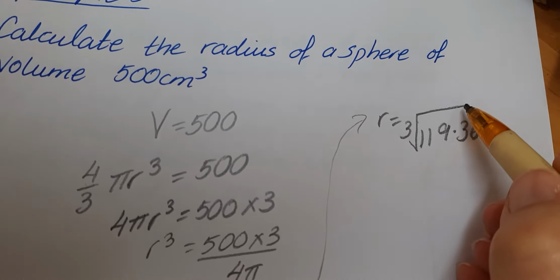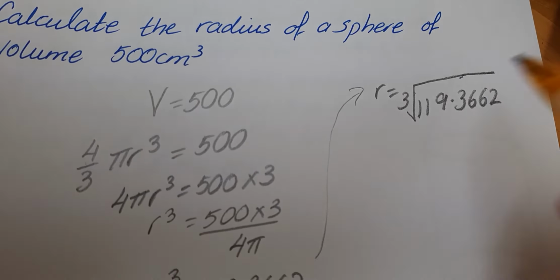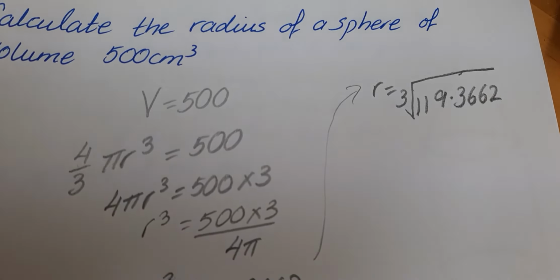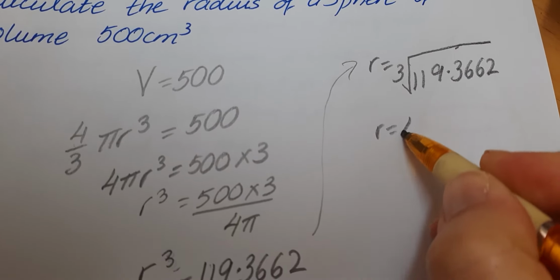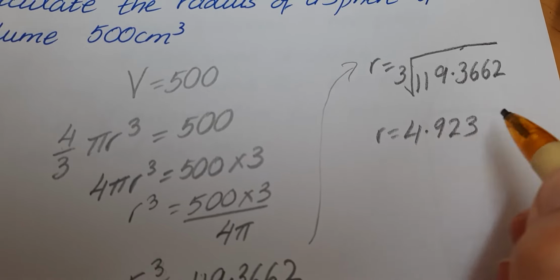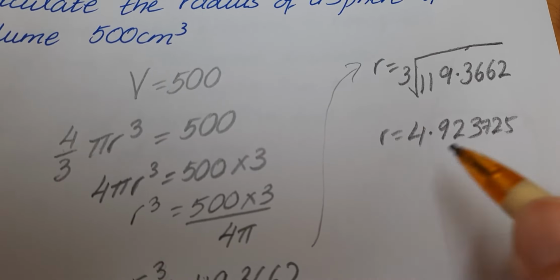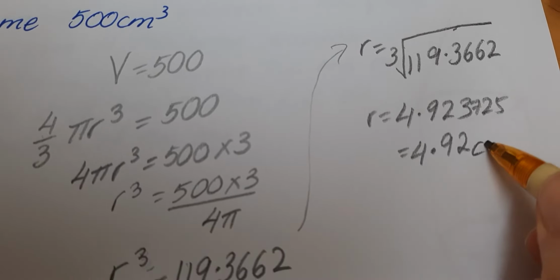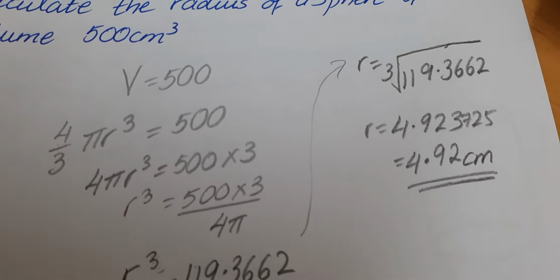So you need to hit that answer button and it will put it in there, so you don't manually put that in your calculator in case you make a mistake. So r equals 4.923725, which is in fact 4.92 to 3 significant figures. There you go.